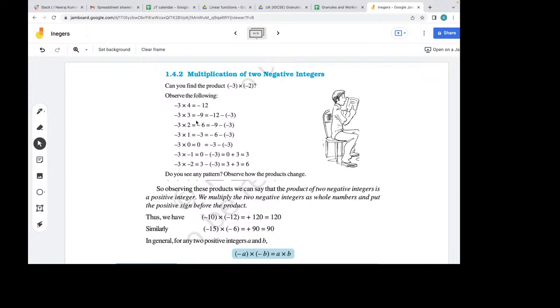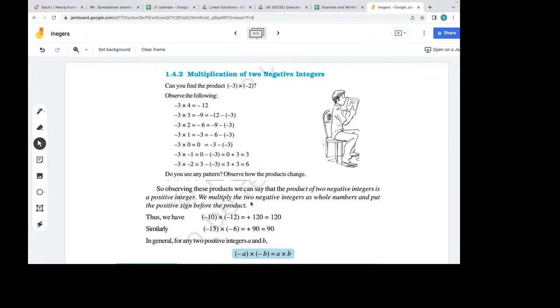Okay, so in this way they will come to minus 3 multiplied by minus 2 is equal to 6, and then they again subtract minus 3 from it. This will give them 6. So what have you noticed here? They have got a positive integer. So observing these products, we can say that the product of two negative integers is a positive integer.